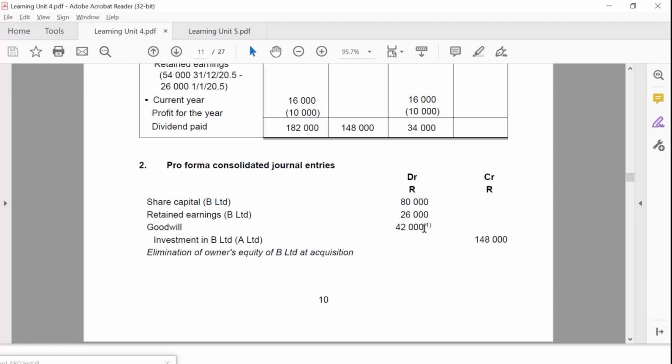So you debit goodwill of 42,000. Goodwill is always an asset. You can never have a negative goodwill. If you have a negative goodwill, the standard IFRS 3 says that you recognize it in the profit and loss immediately. So when you buy a company for less than its net asset value, we call it a bargain purchase. You've made a gain. That gain goes into the profit and loss statement immediately. Good.